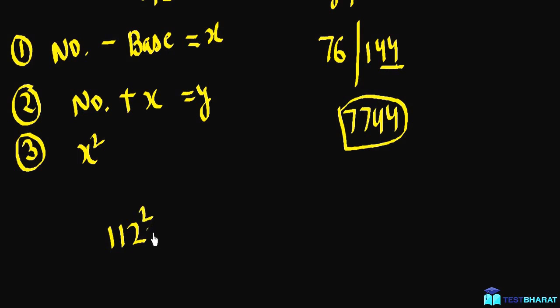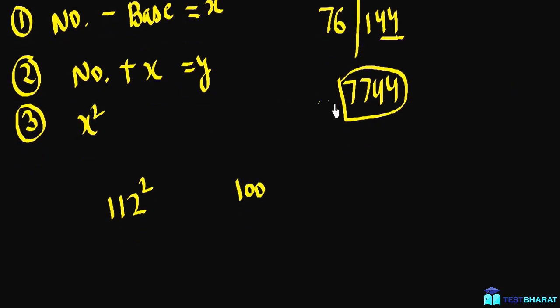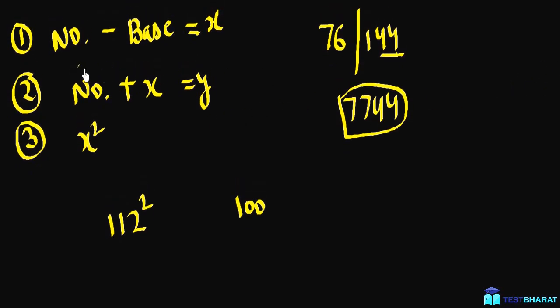Let's say this is a 3-digit number, 112 square. Let's say our base is 100 again, and follow the above steps: find number minus base. This is the base and this is the number. So 100 minus 112, that is minus 12, and add this value to the number.